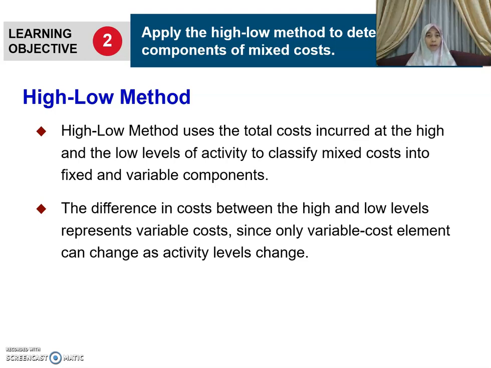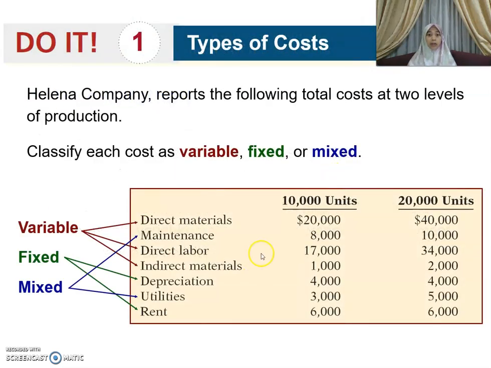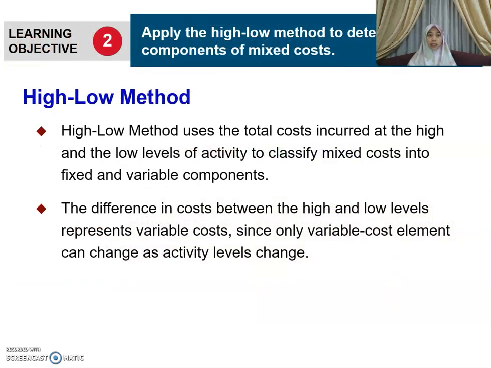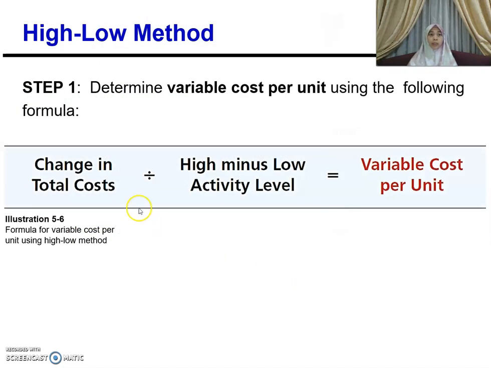So what is high-low method? This is a method that you use to split your cost. If let's say in this case just now, you have your mixed cost. Your maintenance is your mixed cost. Your utilities is your mixed cost. So how are you going to split the portion of your mixed cost into the fixed cost portion and your variable cost portion? Okay. So the first step that you need to do is you need to determine the variable cost per unit using the following formula. So changes in total cost divided by the high minus low activity level. So that will give you variable cost per unit.